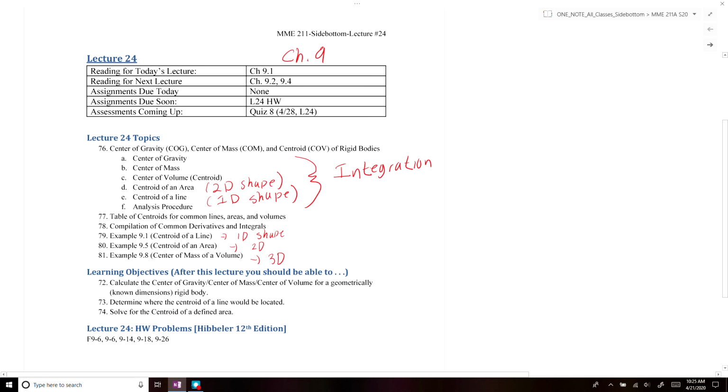We'll have, I think, 5 videos for this lecture. One to introduce the definitions of all these different variables. Another to show you the table of integrals for common lines, areas, and volumes, and also some common derivatives and integrals that may be helpful for you to complete this work. And then there's also going to be an example on each of these different types.